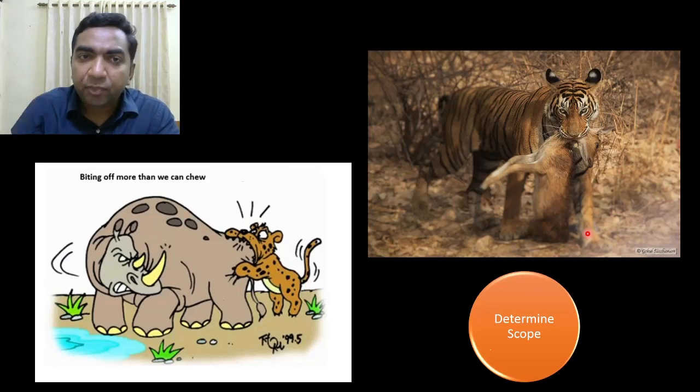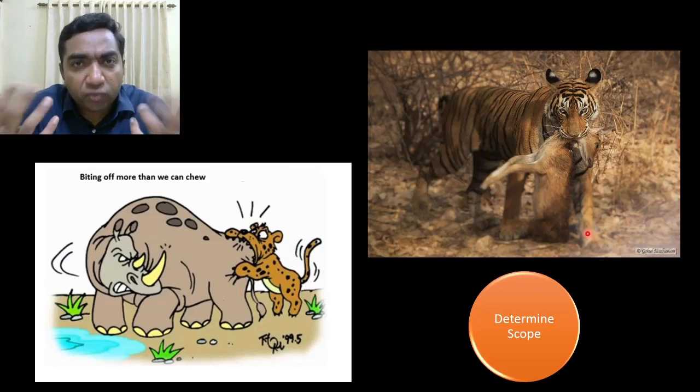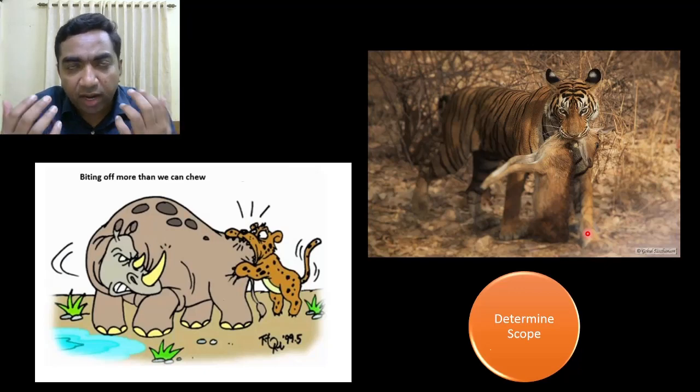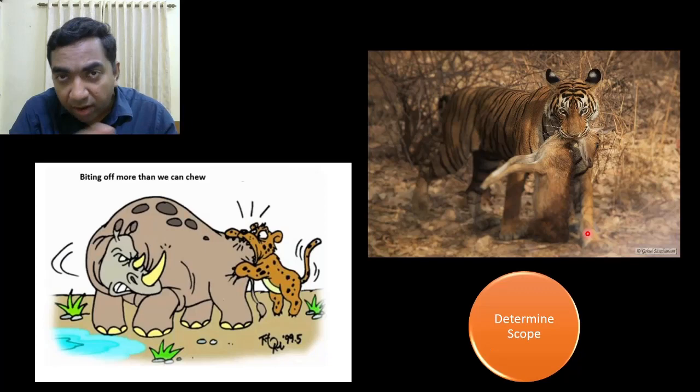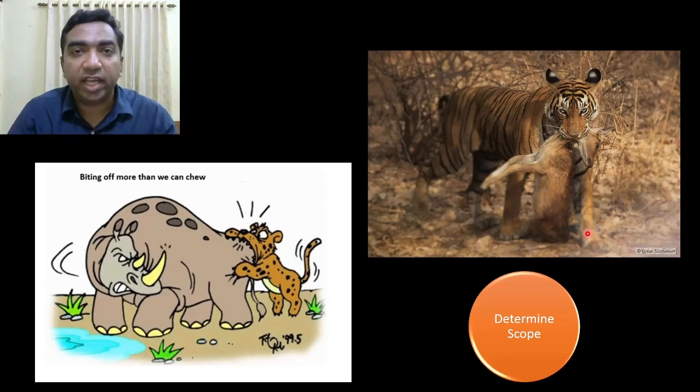So we should see what we can chew, what is feasible for us, what ability we have to do in our case scenario, in our auditing system or our auditing capability, and then based on that we have to determine the scope of the audit.